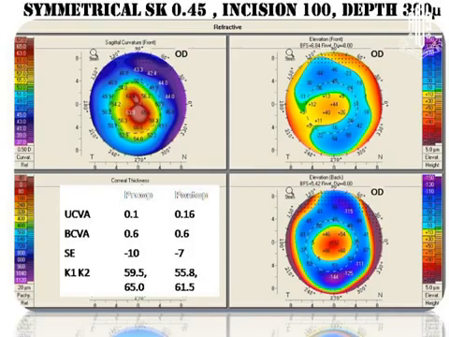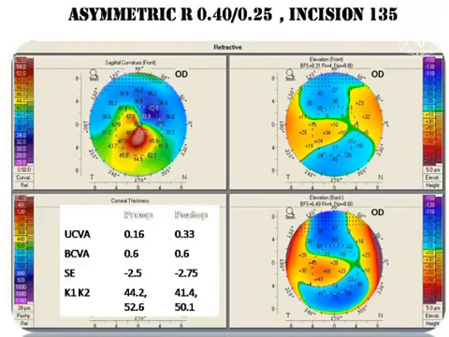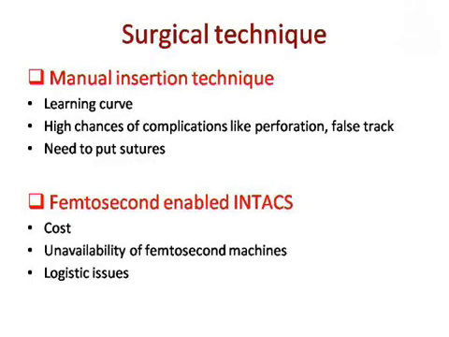a 450 symmetrical ring. And after the ring, this is the post-op 1 month result, in which there is significant flattening, and the cone is shifted more to the center. This is another example of asymmetric ring segment use, in which the cone is decentered, and we used 0.4 with 0.25 rings. And after 1 month of the rings, this is the flattening we can see, and the cone is well in the center now.